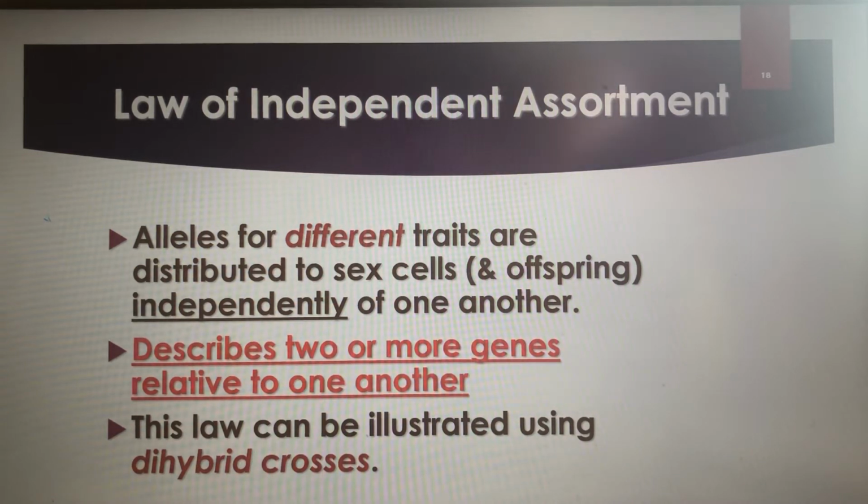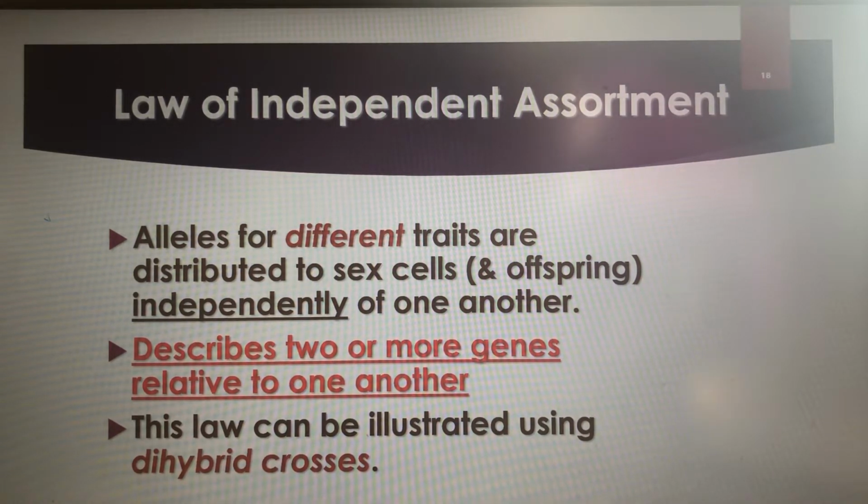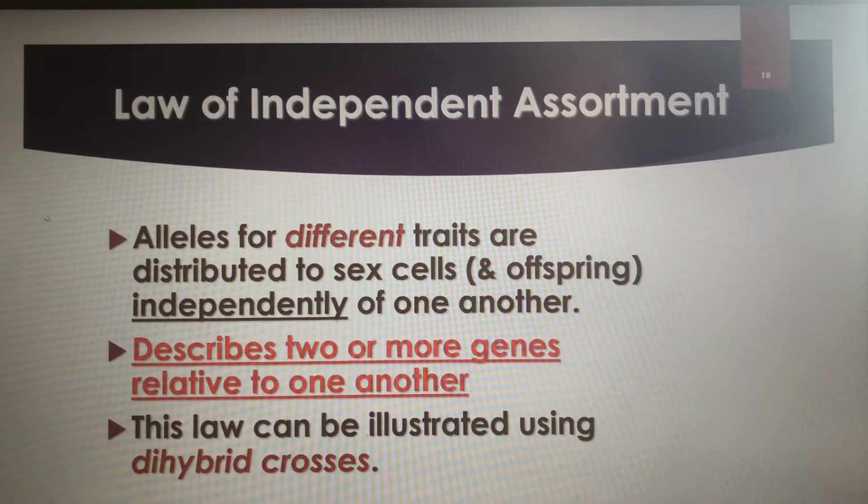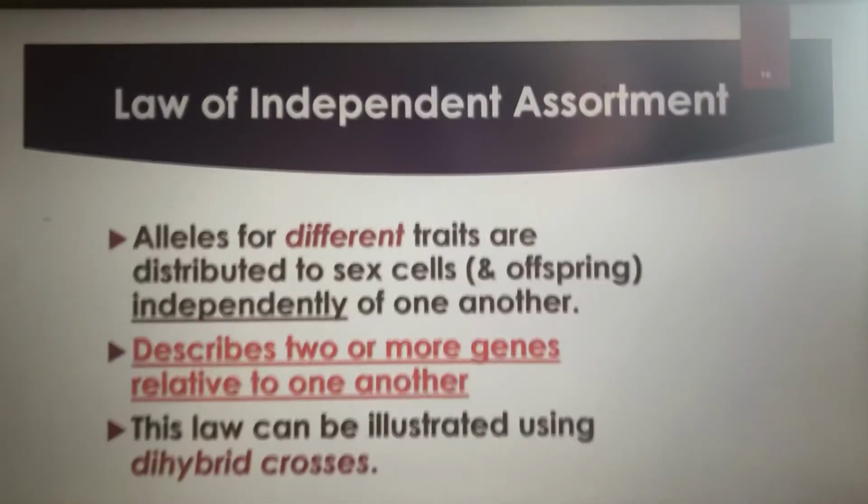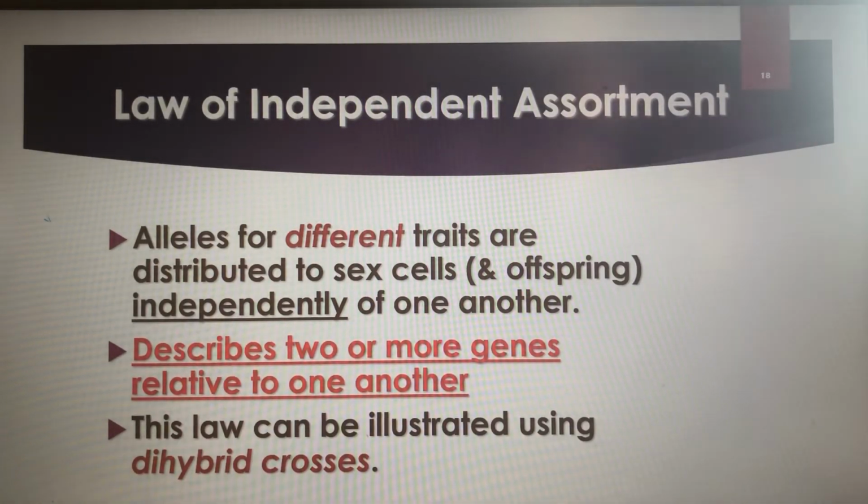So the law of independent assortment basically says that alleles for different traits are distributed to the sex cell and the offspring independently of one another. The big thing with the law of independent assortment is we're looking at alleles of one trait and their relationship to alleles of another trait, whereas the law of segregation is only looking at the alleles of one trait.